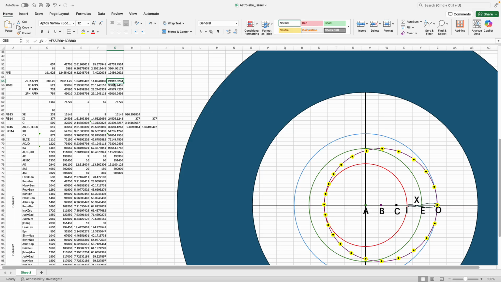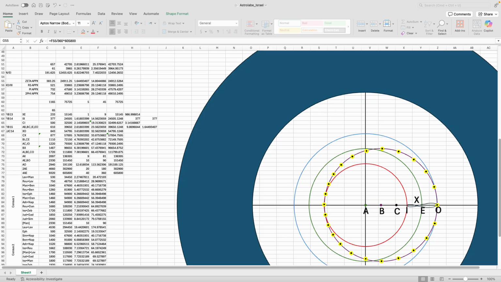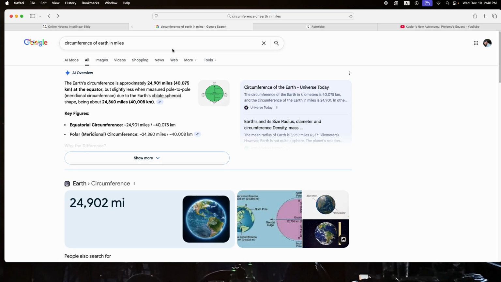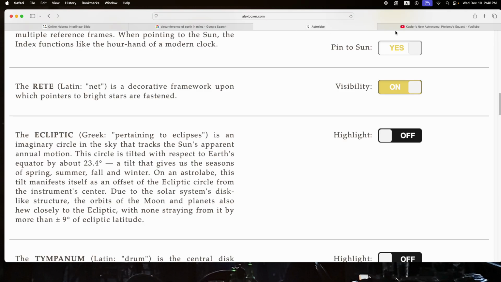And what happens is you get this number right here of 24,912, and that is very close to what I get if I look at the circumference of the Earth on a globe model. A globe model circumference of the Earth would be essentially the circumference of the equator. So 24,902 would be your circumference at the equator.